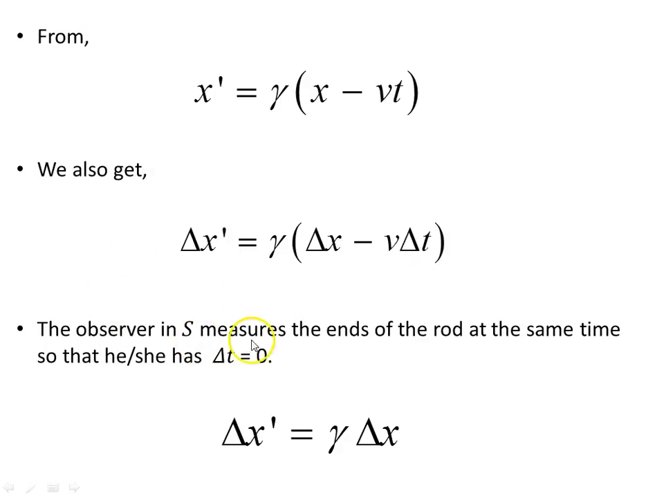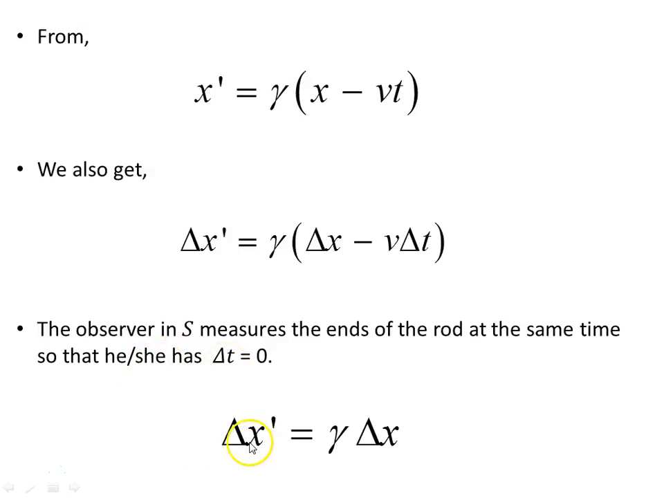So the observer in S measures the ends of the rod at the same time, so that he or she has delta t equals 0. The rod is at rest in the S prime frame. It moves past the observer in the S frame, and perhaps at either end of the rod there can be a laser that fires from both ends and leaves a mark on the ground in the S frame, and then the observer in the S frame in their own time can go up and at a single point in time measure the length between the two marks.